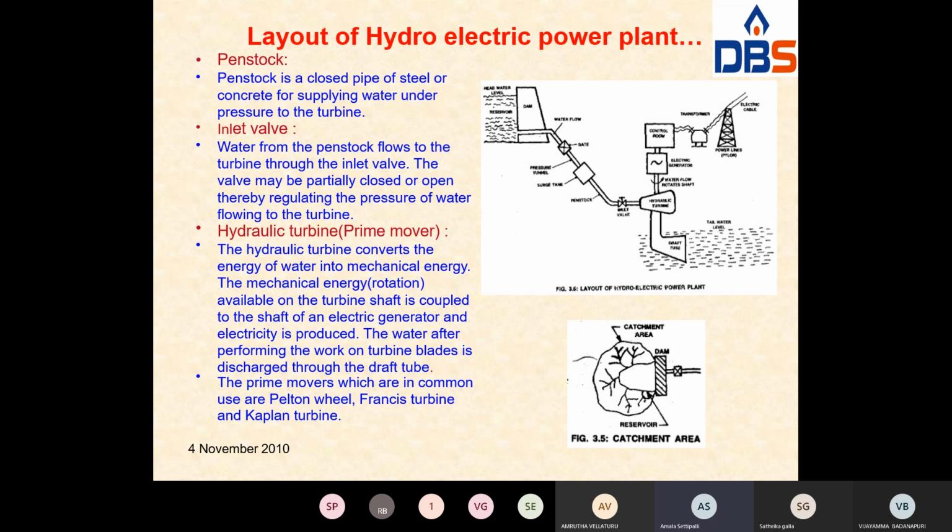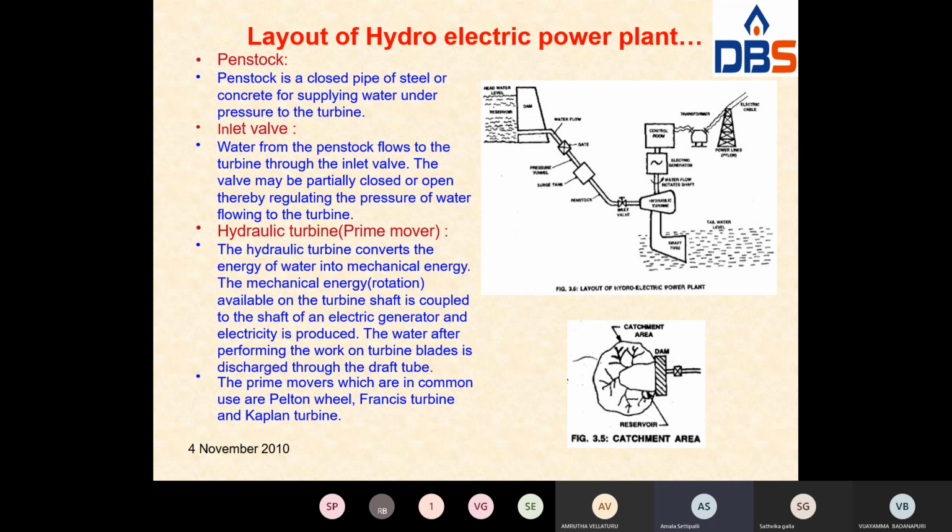Turbine, the hydraulic turbine. A turbine is also called a prime mover. The hydraulic turbine converts the water energy to mechanical energy. When the water flows through the turbine, the turbine blades rotate and produce mechanical energy. The mechanical energy available on the turbine is coupled, as rotational energy, to the shaft of an electrical generator. So directly here you can connect the electrical generator, and electricity is produced.